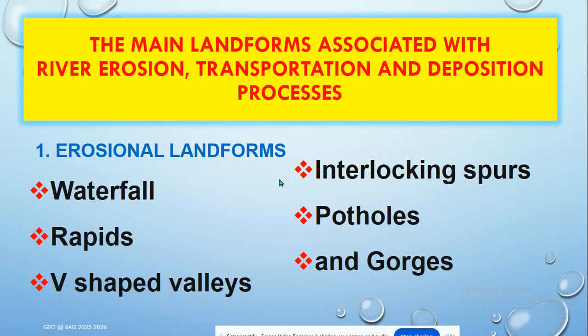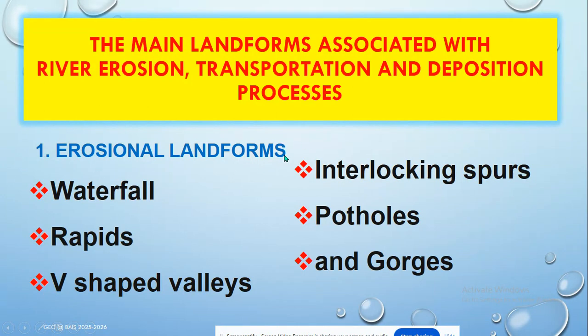The main landforms associated with river erosion, transportation, and deposition. At first, we saw what a river is. We saw the parts of a river. We saw the main hydrological characteristics that operate within a drainage basin and within a river. And today is landforms. So first of all, let's start with the river erosional landforms.